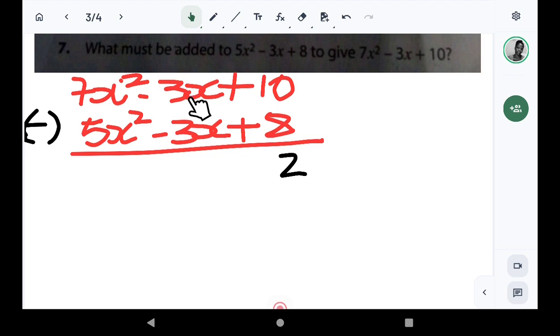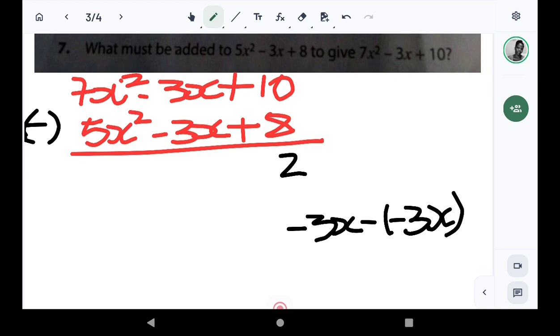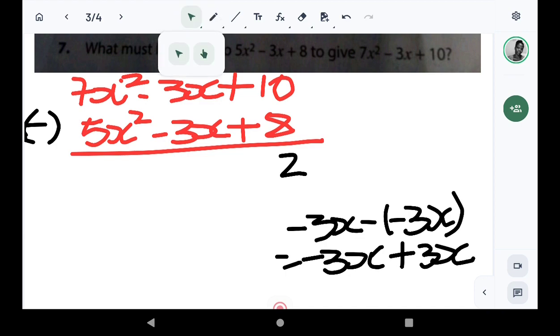Okay, now we go negative 3x minus negative 3x. That is equals to negative 3x minus a negative, that is the same as plus 3x. And then we know that negative 3x plus 3x is the same as 3x minus 3x, which is equals to 0. So our answer here is 0.